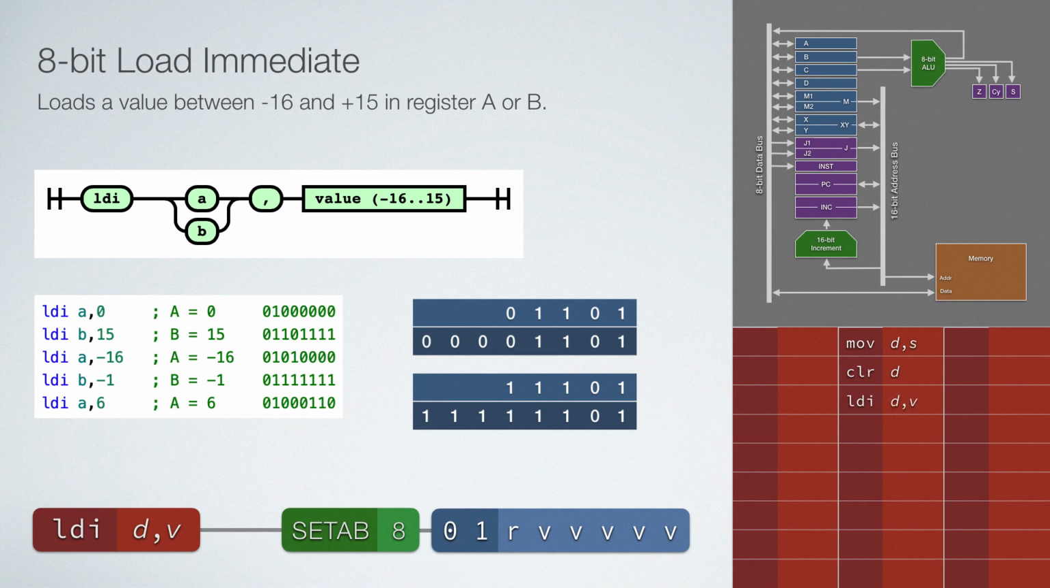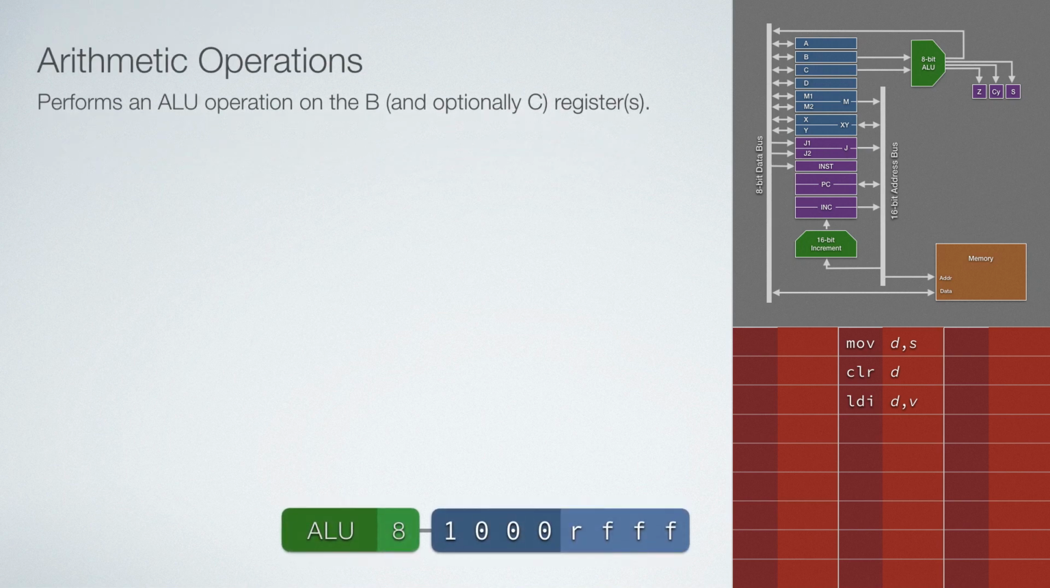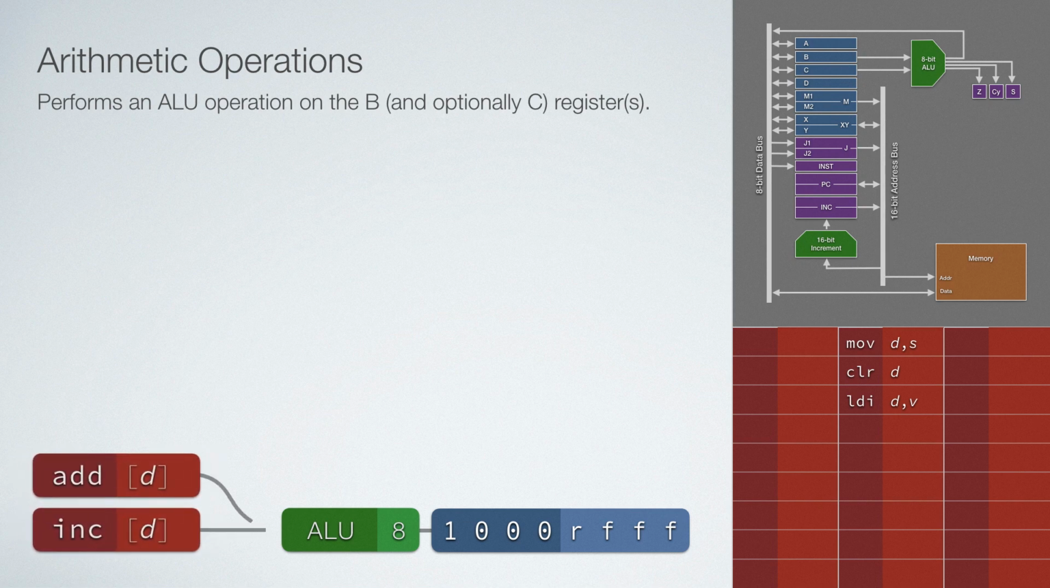That's LDI. And we'll move on now to the arithmetic operations, part of the ALU operations. So again, ALU class of instruction and 8 cycles long. And the 2 arithmetic operations we need are add and increment, 2 things the ALU can do. So the mnemonics are add and inc. And I note here we've got an option, so we can optionally tell it a destination, or we can just let it assume what the destination should be.